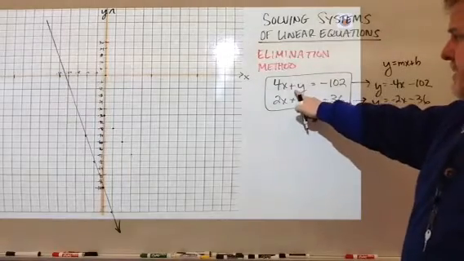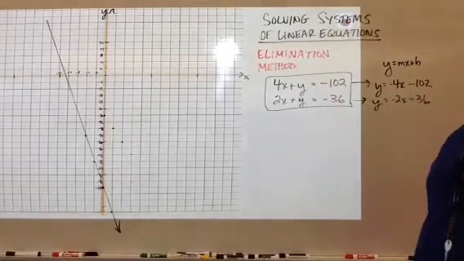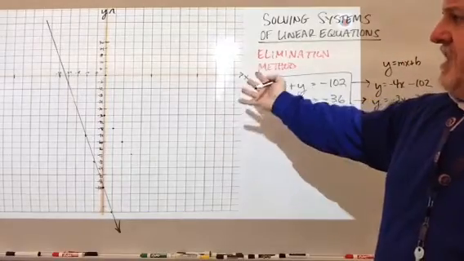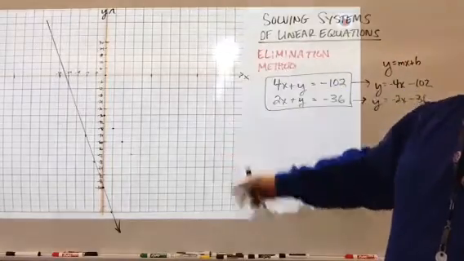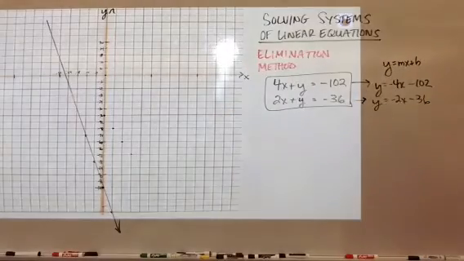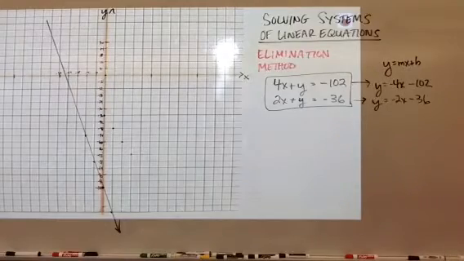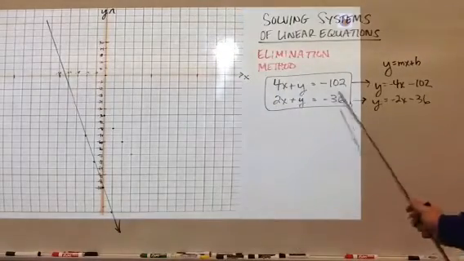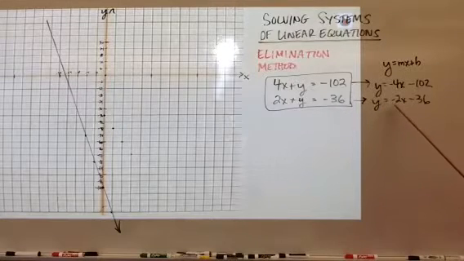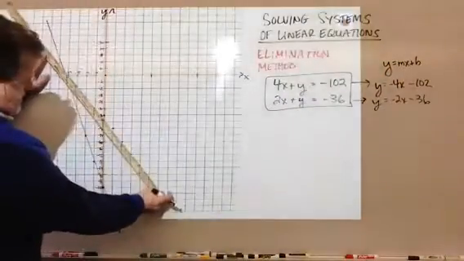You can see this top equation, if we rewrote it as y equals negative 4x minus 102, it would look like this line. We'd have to change the scale of the axes that we use. I made every one box be equal to 6 units, and it's very difficult because of the size of the negativity of the y-intercept. It's difficult to make that graph. Then if we graph this other line, which we would put into y equals mx plus b form as y equals negative 2x minus 36, that looks like this.